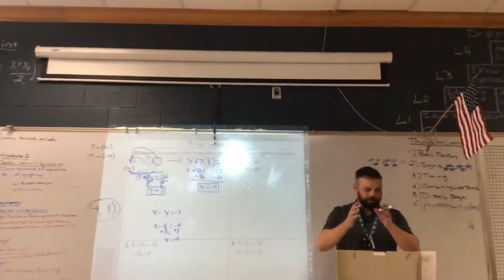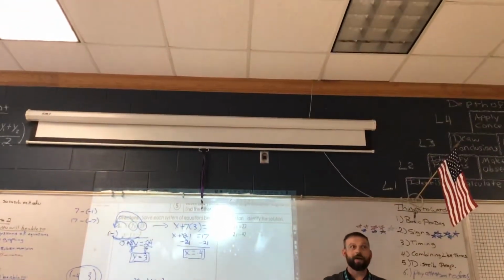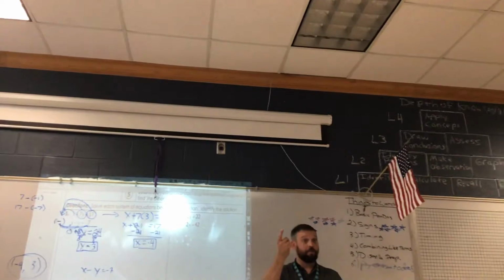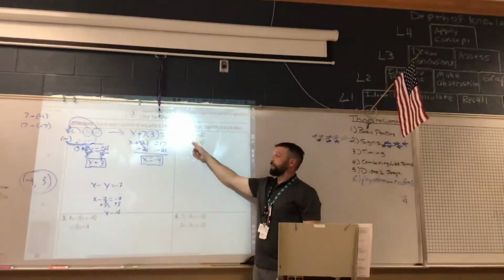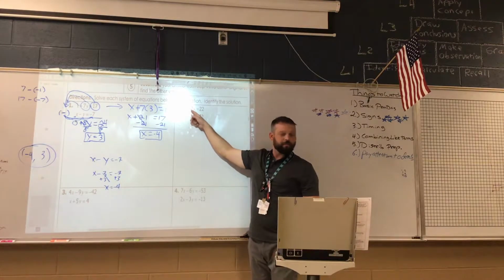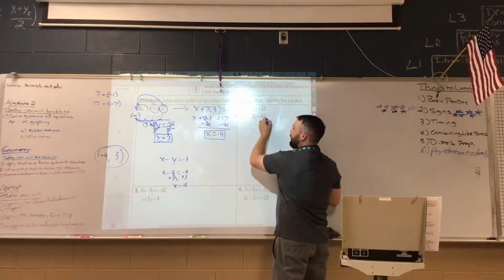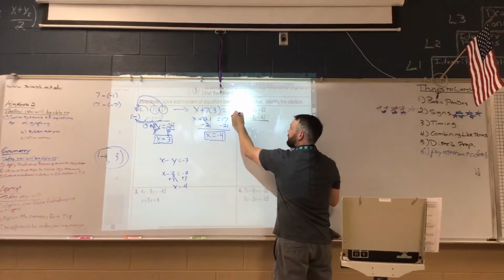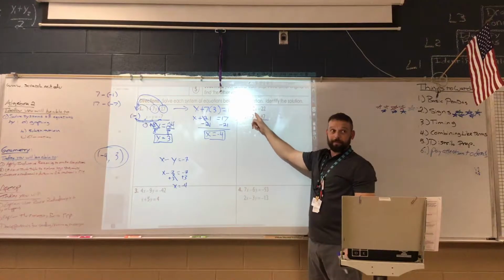Which variables am I eliminating? The y, because remember, in standard form, lined up on top of each other, they have the same number, right? Different sign, but close enough. Close enough for government work, right? So we have to decide plus or minus. We base it on the thing we're trying to eliminate.